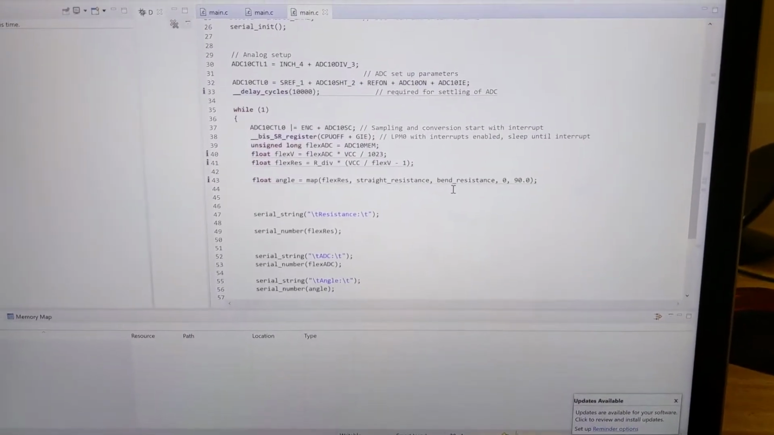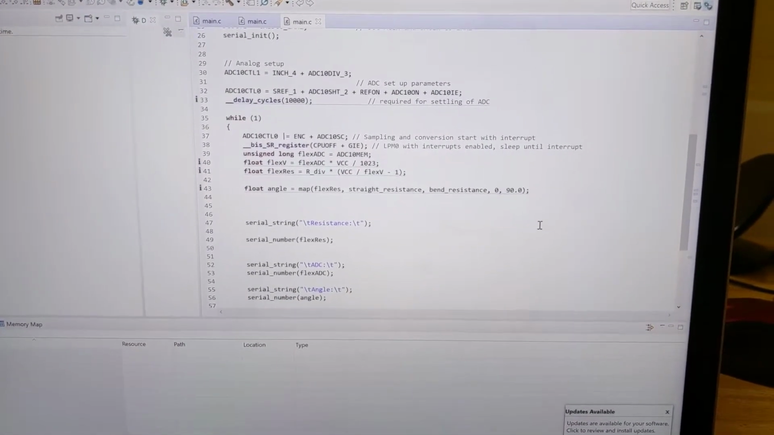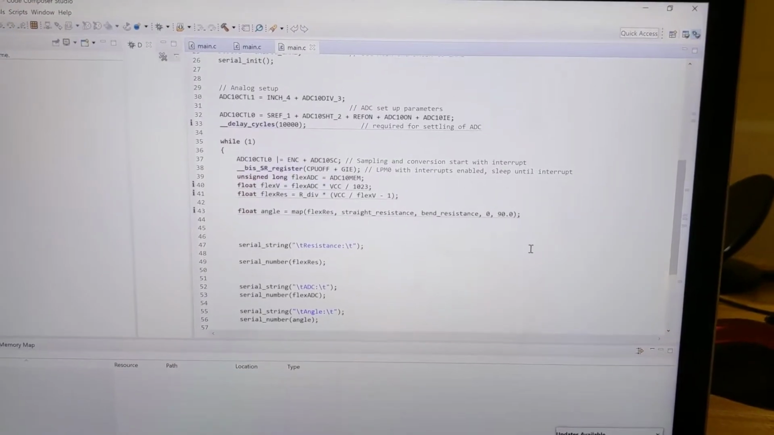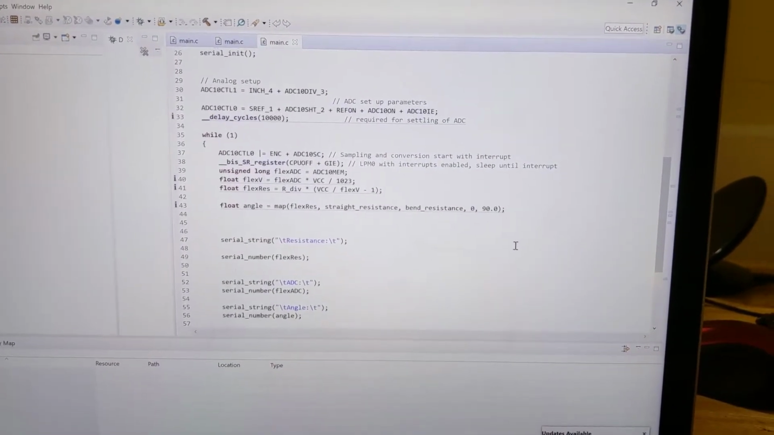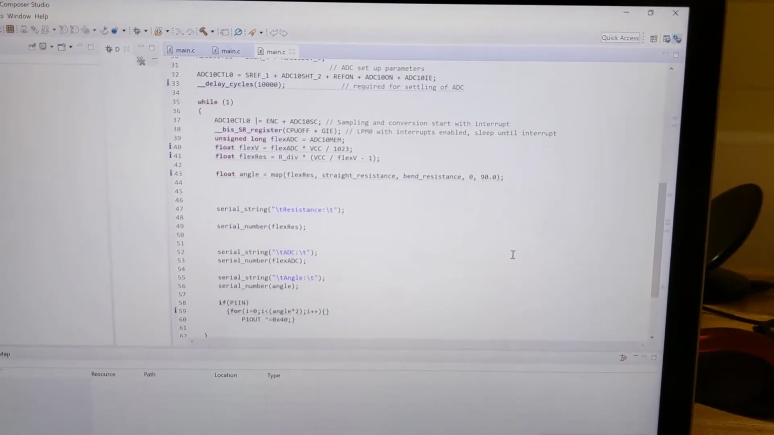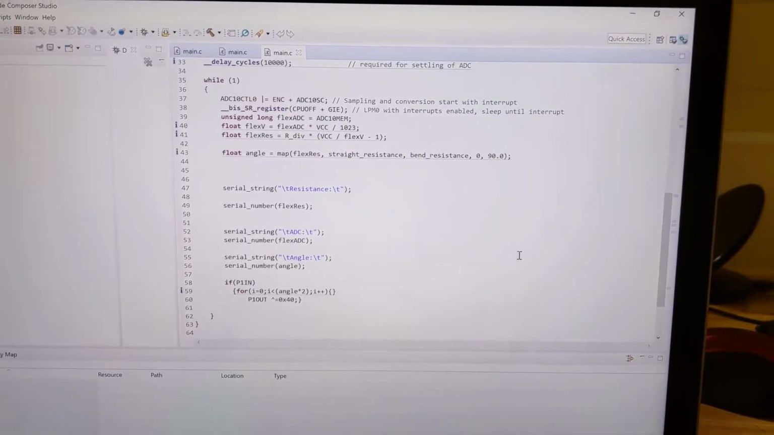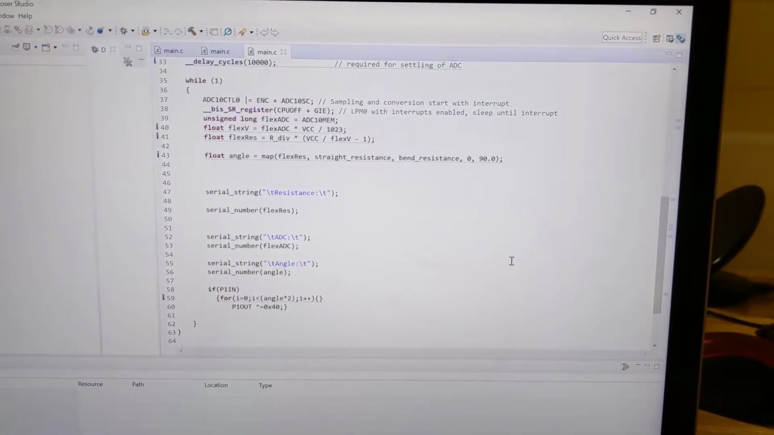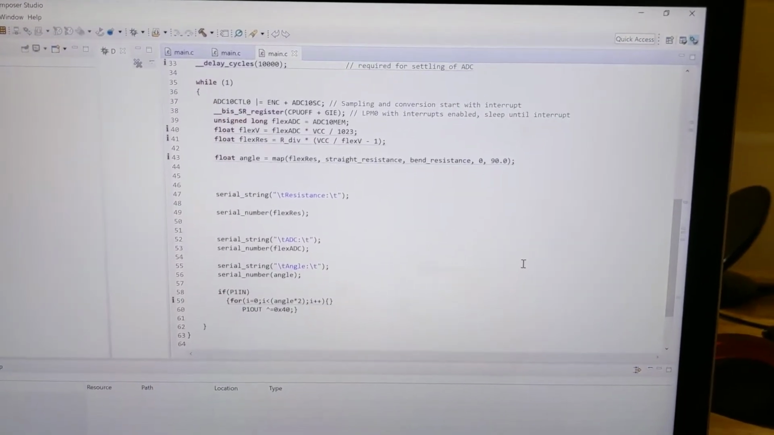And here's my formulas that I use. I basically just used the voltage divider to make it a lot easier, and I also used the LED.